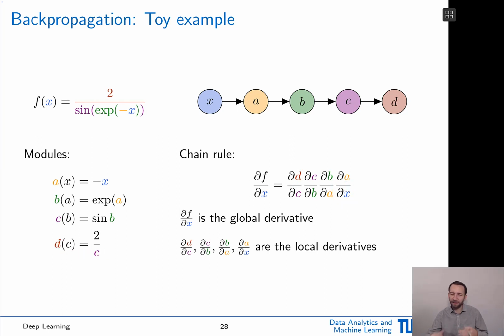D and f has the same output, okay? So this is a chain rule. So we can use a chain rule. So how can we then get our derivative? So how can we get the global derivative?